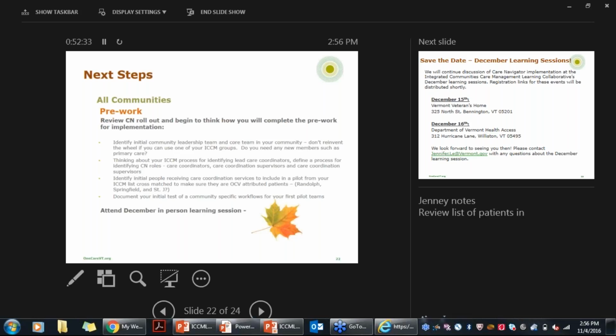And then starting to look at how a community-specific workflow would work for you, and integrating that process into your current learning collaborative process. And attending the December in-person learning session. So with that, do you want to talk about the learning sessions in December?